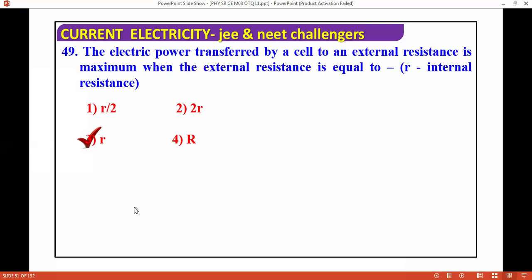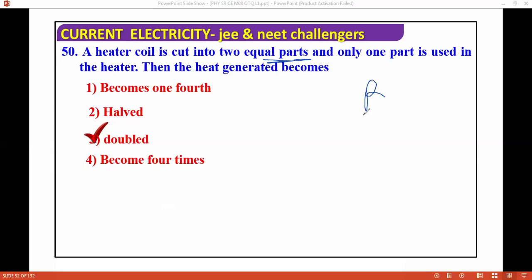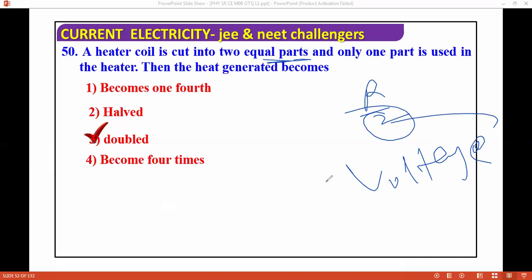Next question: a heater coil is cut into two equal parts and only one part is used in the heater. It's an easy question. You are dividing the resistance R by 2, so resistance is halved. The question asks about heat generation, so you have to play with voltage. If you play with current, it will be wrong. Use voltage and you will get your answer.